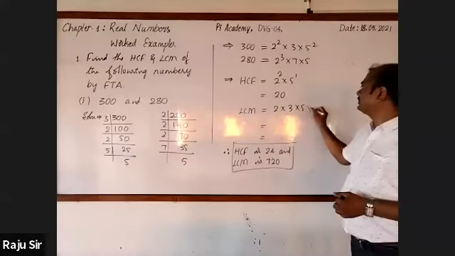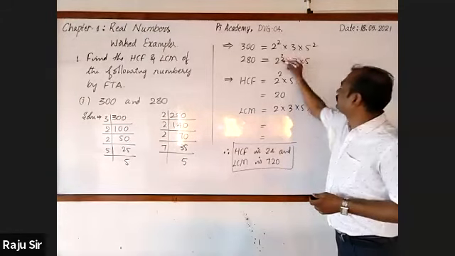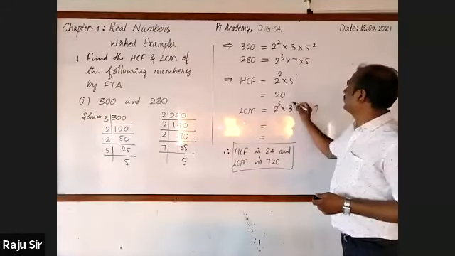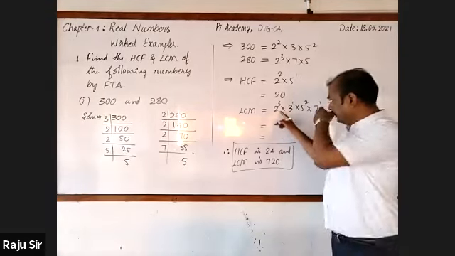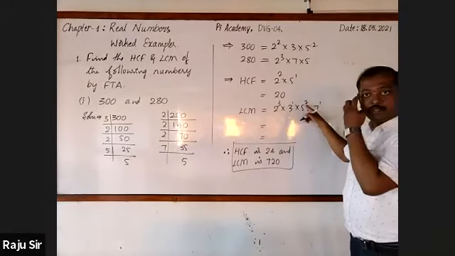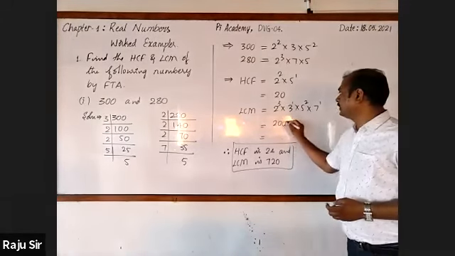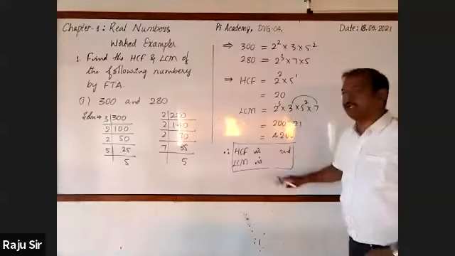Okay. Next, LCM. Let's write all the factors: 2, 3, 5 and 7 with their highest power. The highest power of 2 is 3, of 3 is 1, of 5 is 2, and of 7 is 1. Then 2 cube is 8, 5 square is 25. 25 eights are 200. Then 7 threes are 21. It is 4,200.